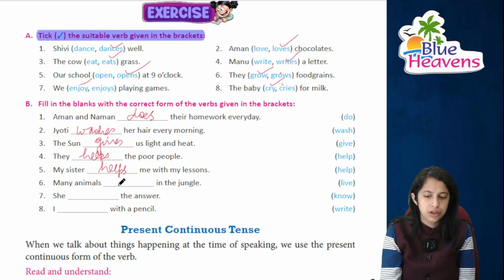Many animals live in the jungle. She knows the answer. I write with a pencil.